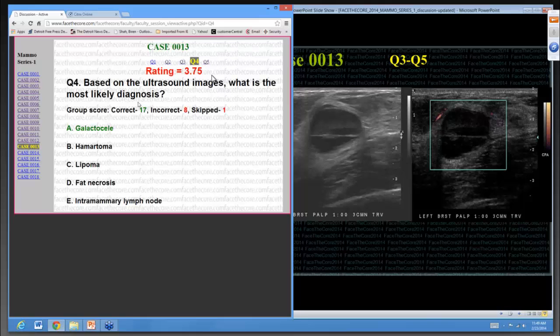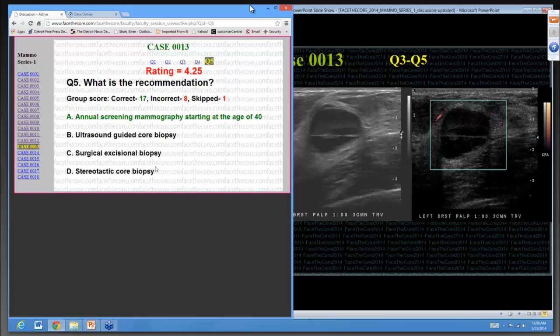Based on the ultrasound images, what's the most likely diagnosis? That's a galactocele. The differential diagnosis for a mixed density lesion is that a hematoma and an intramammary lymph node are examples of mixed density masses. What is the recommendation? You wouldn't need to do anything further. This is benign, and so this patient would just start their mammogram at the age of 40. This lady was in her 30s, so we wouldn't have her go back to a mammogram until the age of 40.